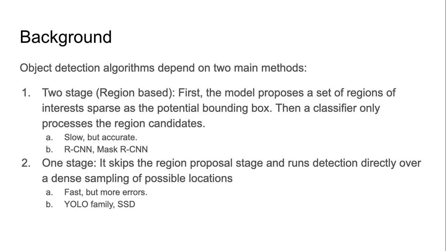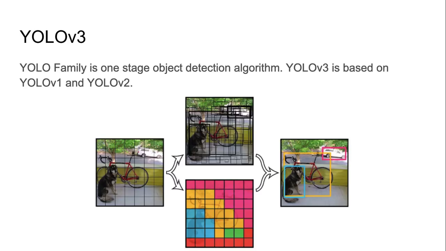And the second one is a one-stage algorithm. It skips the region proposal stage and runs the detection directly over the whole image. It is fast, but has more errors. The examples contain YOLO family and SSD. I mentioned them in my papers.